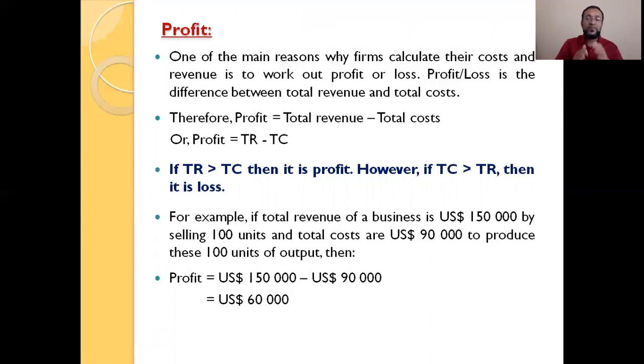So business has to be very, very careful about their calculation of the profit, because if they make any mistake in calculating their cost and revenue, then they will incur loss. So to avoid this loss, business has to carefully calculate their cost, different types of cost, and has to keep the cost as low as possible. All right. So this is all about today's lecture.